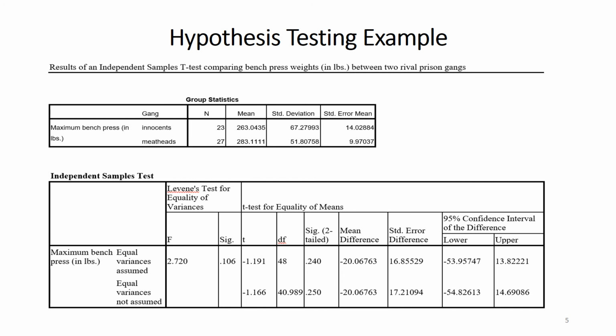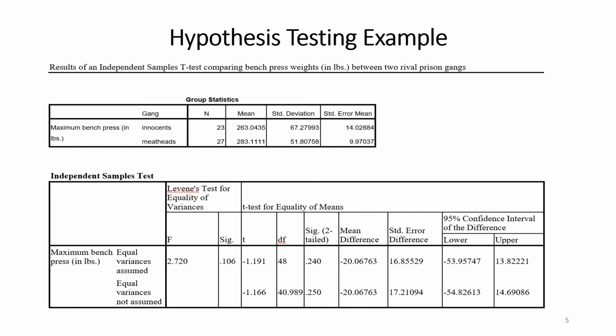And then as we move from left to right in that group statistics box, you'll notice there are two rows of information, one for the innocents, one for the meatheads. So we see that the N is the sample size for each of those groups. There were 23 innocents, 27 meatheads. That's just N sample size, nothing too fancy. Then we see the mean. This is where we're really focusing. That mean is their average bench press weights for each group. So by looking at this, it says that the innocents, their average bench press weight was roughly 263 pounds. For the meatheads, their average bench press weight was roughly 283 pounds.